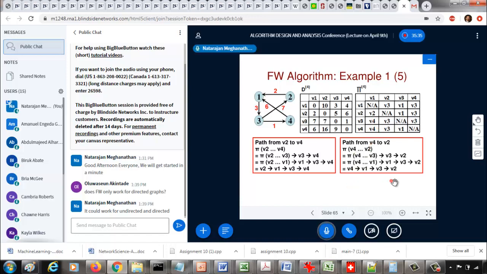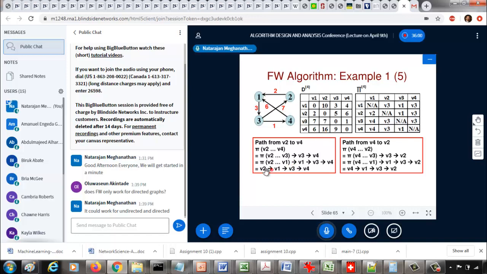So that's the path. Now again you can cross check for the edge weights. Let us do it for this path. V4 to V1 the edge weight is 6. Then V1 to V3 the edge weight is 3. So 6 plus 3 is 9 so far, and V3 to V2 the edge weight is 7, which is 16. So that's the shortest path weight from V4 to V2.